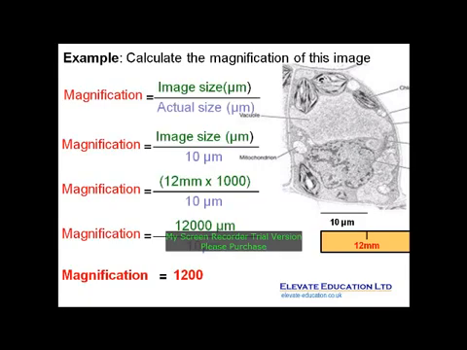Hopefully you worked out that this image has been magnified by 1,200 times. It's 1,200 times larger than it is in real life. And you went through the steps that we saw. You divided image size by actual size. You multiplied the millimeter measurements by 1,000 to turn them into micrometers. Today we've looked at how to work out magnification in biological drawings.